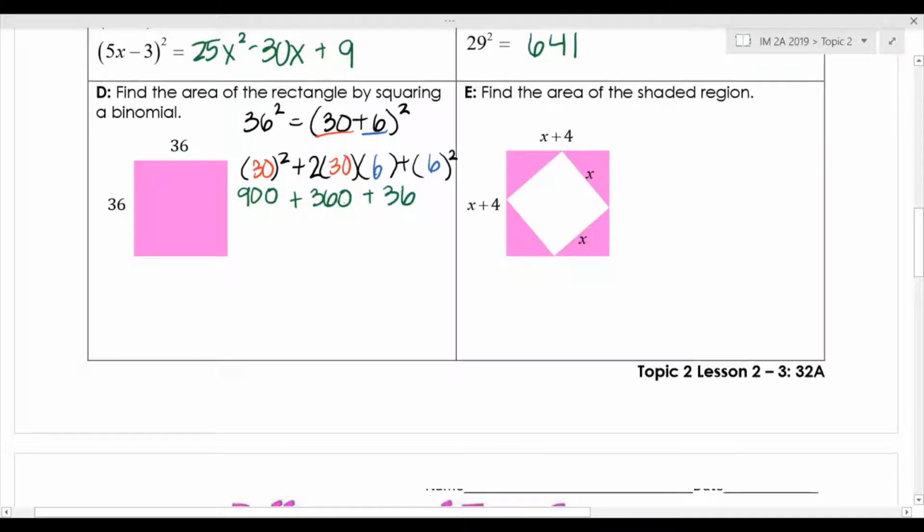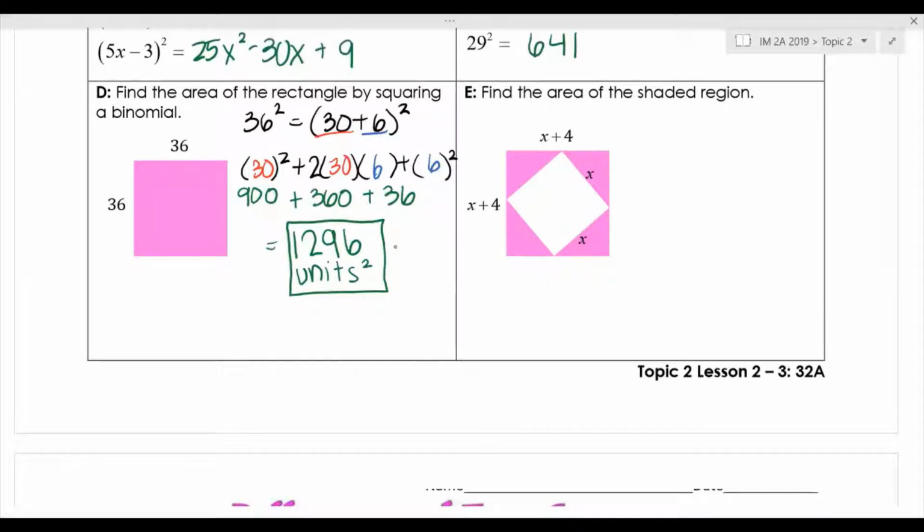So if I add these together, 900 plus 360 is 1260, and then 1260 plus 36 is 1296. And since we're talking about area, remember that this is in square units, since they didn't give us a unit of measure. Okay, so 36 times 36 is 1,296. And again, the pattern just makes it a little bit easier to do in your head when you don't have a calculator.